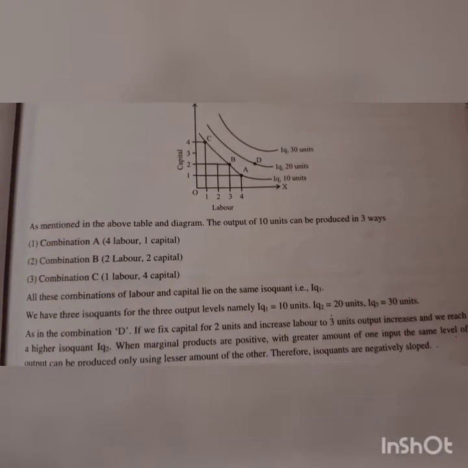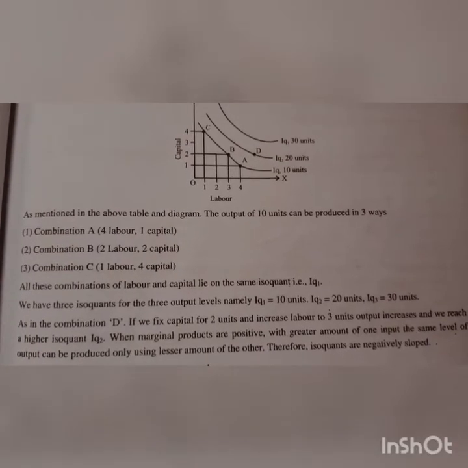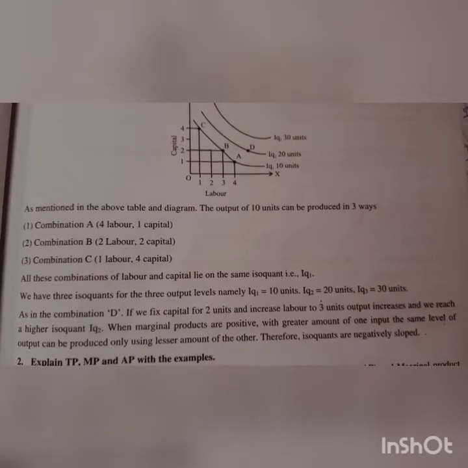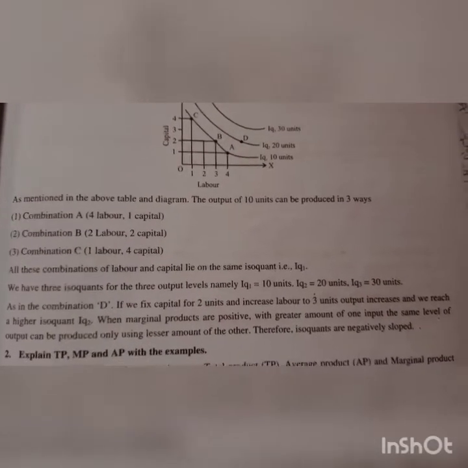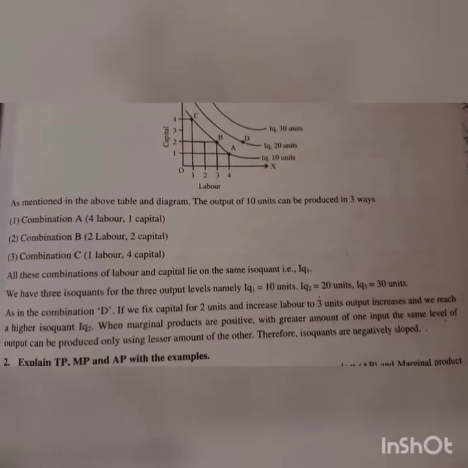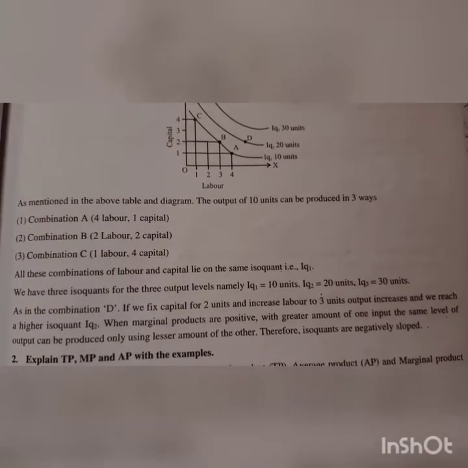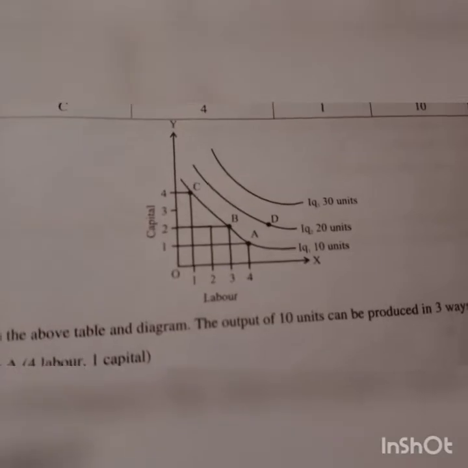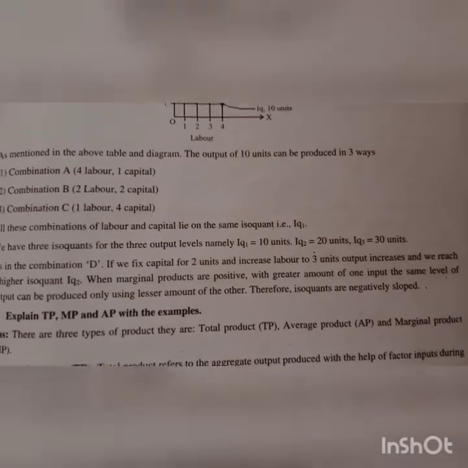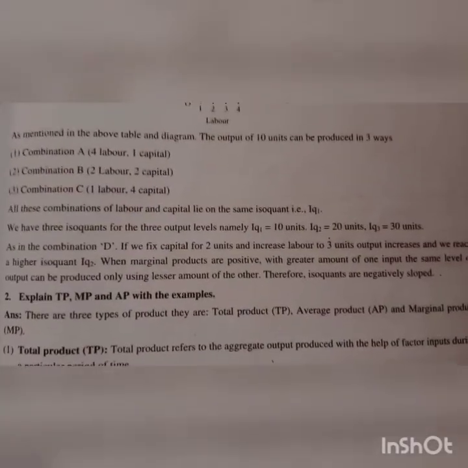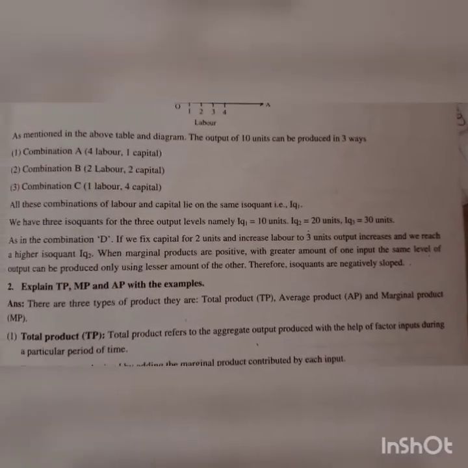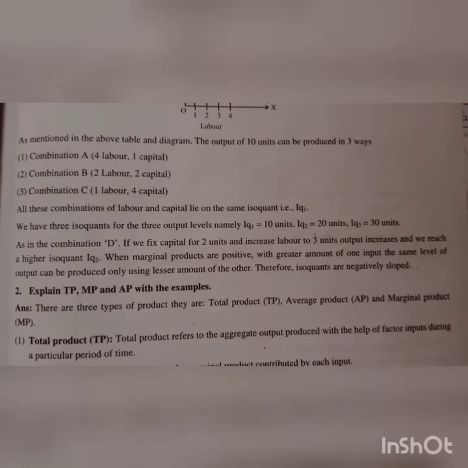So these combinations of labor and capital lie on the same isoquant, that is IQ1. We have 3 isoquants for the 3 levels of output: IQ1 is equal to 10 units, IQ2 is equal to 20 units, IQ3 is equal to 30 units. Combination D lies on IQ2, that is 20 units. If we fix the capital at 2 units and increase the labor to 3 units, the output increases and we reach a higher isoquant, that is IQ2.